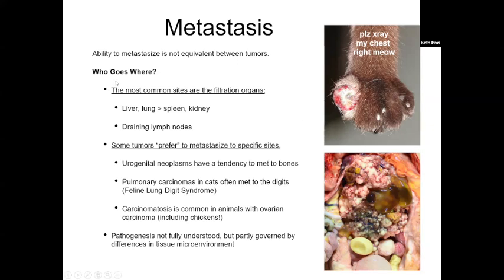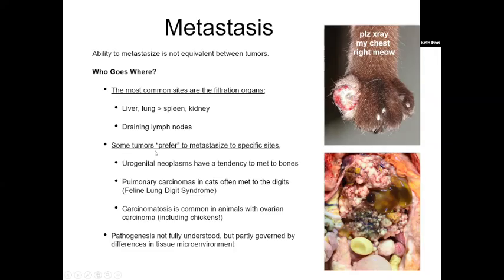For who goes where, in general, the most common place to see metastases are organs with high blood flow. These are going to be your filtration organs, so liver and lung, spleen and kidney. Those are the big guys. Draining lymph nodes also, if we're going by lymphatic route, so lymph nodes are more common for lymphatic spread. Hematogenous spread is going to be primarily liver, lung, spleen, kidney. But it can go anywhere, right? If we're coming through the blood, it can go anywhere there is blood supply. So it can metastasize to the skin, go to the brain, go anywhere it wants to.